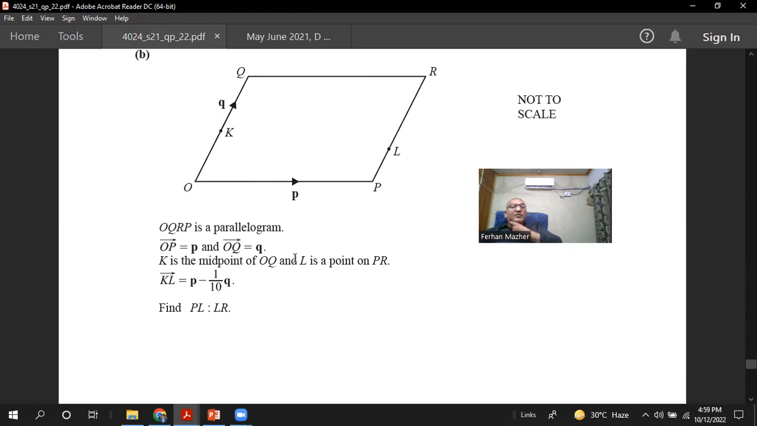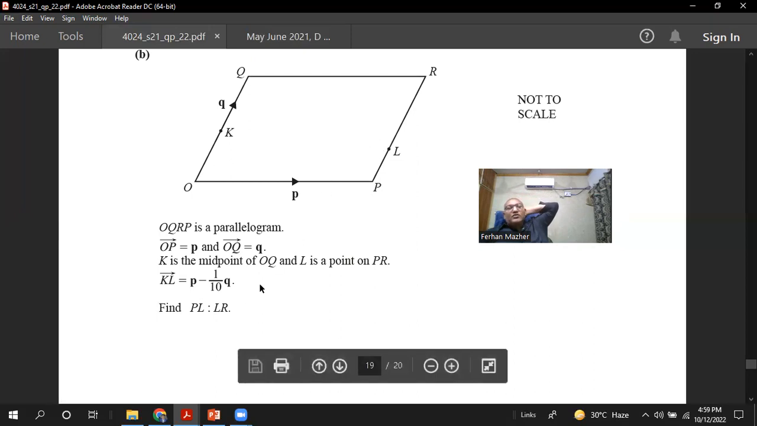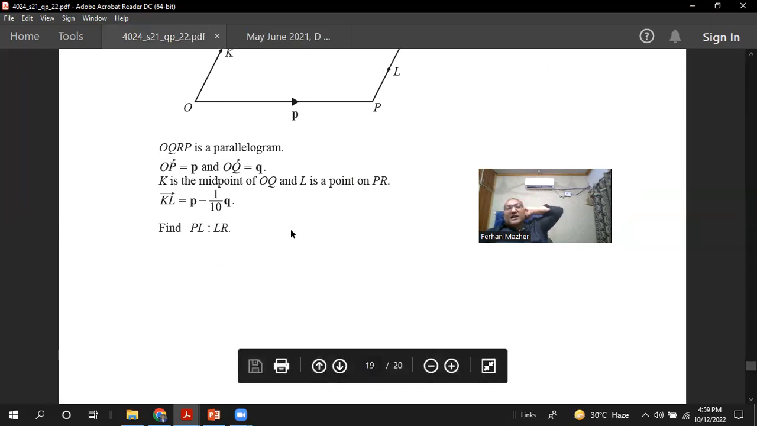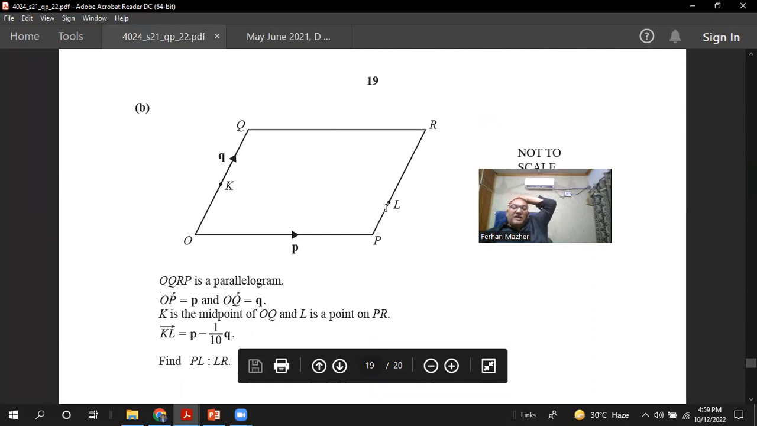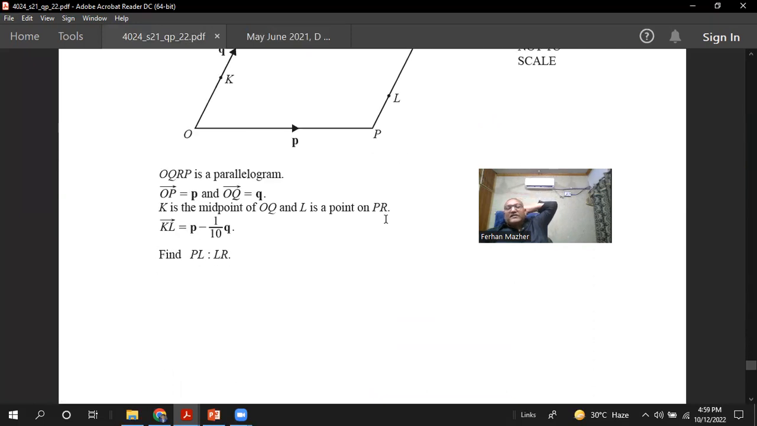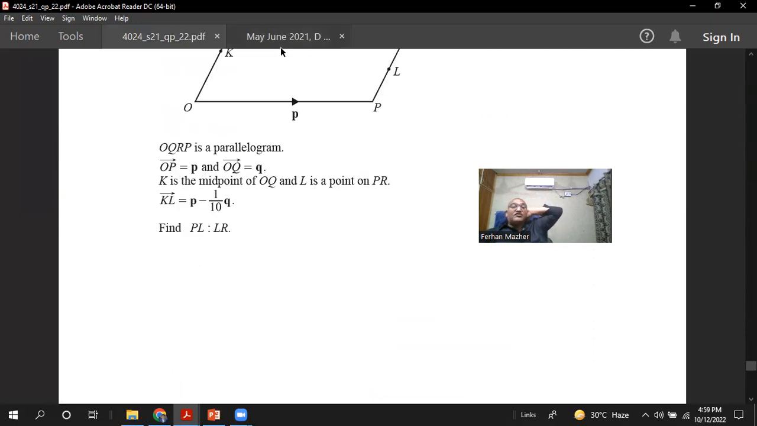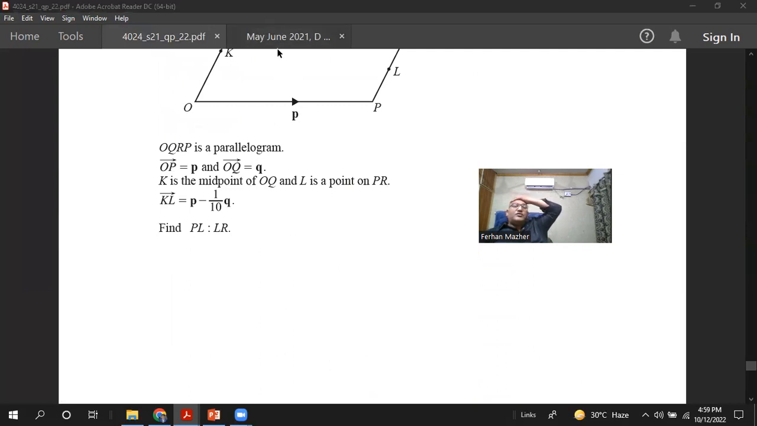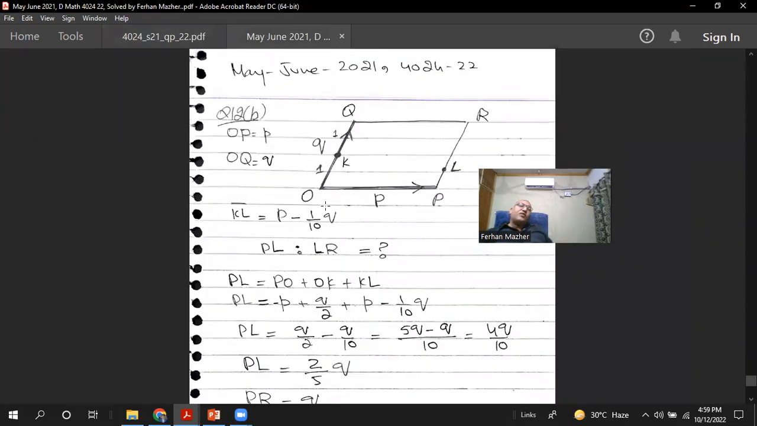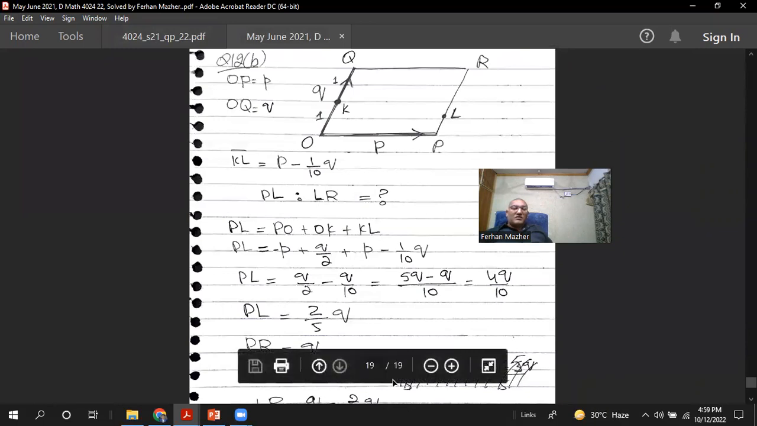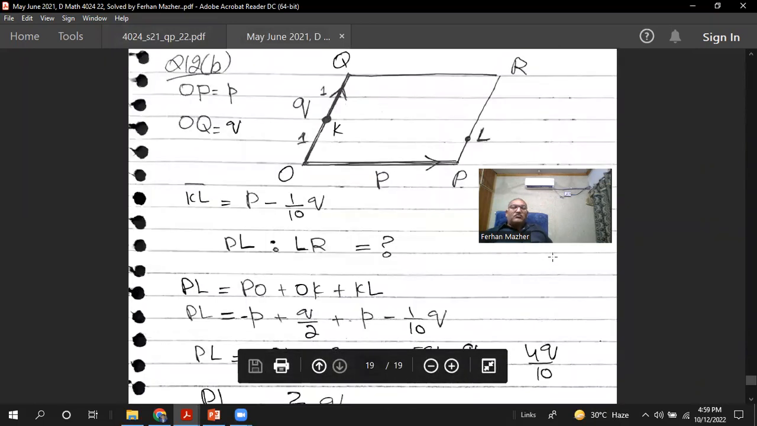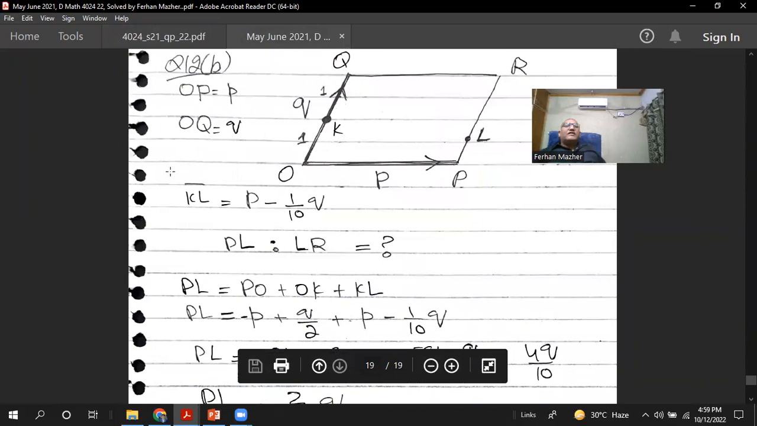And he says K is the midpoint of the OQ, and L is the point on the PR such that KL is p minus 1 by 10 q. Find the PL ratio LR. So I want to find out PL ratio LR. Very simple, straightforward question. 3 marks question. So let me show you the solution. So here we go. This is the midpoint, 1 to 1.